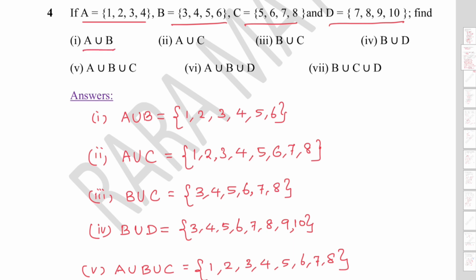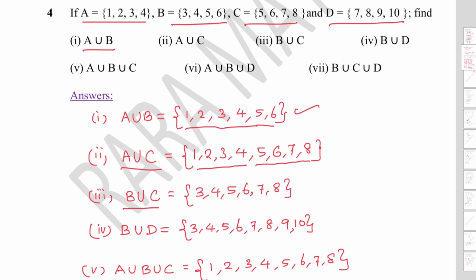So A union B, you take elements of A and B put together, you get 1, 2, 3, 4, and this B has again 3, 4, no need to write once again, so 5, 6 extra elements, so put it there. So you get A union B. And A union C, write down the set of elements of A, 1, 2, 3, 4, and then elements of C, that is 5, 6, 7, 8, because no element is repeating here. So you just combine both the sets, you get A union C.